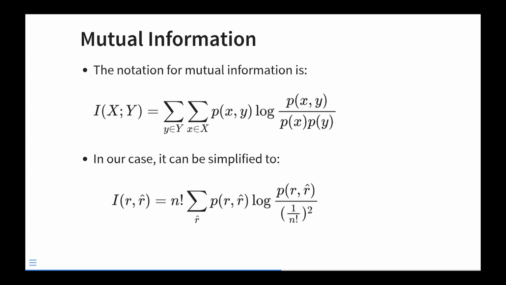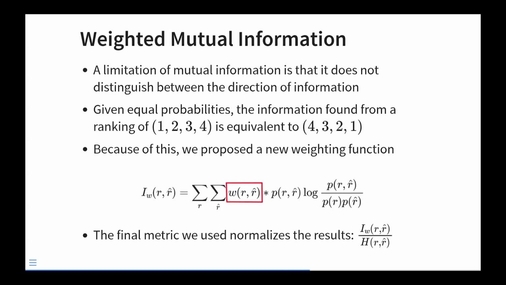And then in our case, it's simplified because the true ranks we are assuming are constant. They don't change, so it can be simplified to this formula below. A limitation, though, is that it doesn't care about the direction of the information. If you have equal probabilities of getting the ordering completely correct or completely incorrect, with 4, 3, 2, 1, it will end up giving you the same score. So in order to combat this, we propose adding a weighting function, which is what's in the box there. And then finally, we decide to normalize the metric by dividing by entropy. This just makes it a scale from 0 to 1.